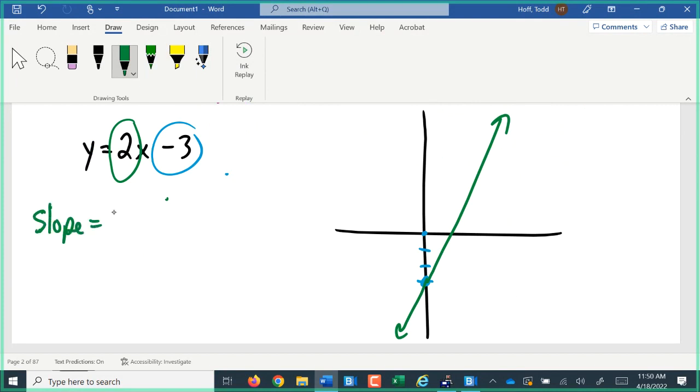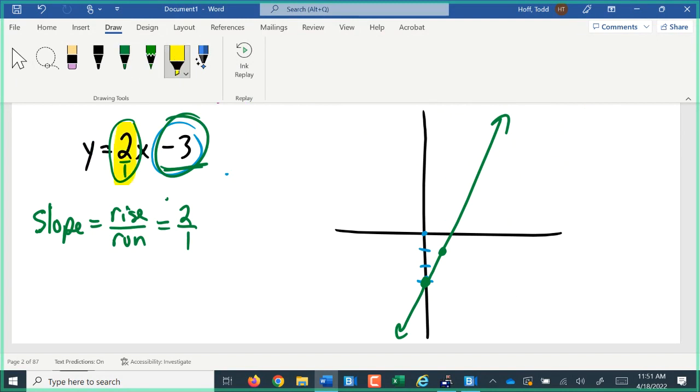And slope is a ratio of rise over run. So here, 2 is not a fraction, but we can make it a fraction by writing it as 2 over 1. So that's a rise of 2 and a run of 1. From this original point that we got from here, that starting point, we go up 2, we rise 2, and we go over 1. We run 1. Now we can see the line goes through those points.